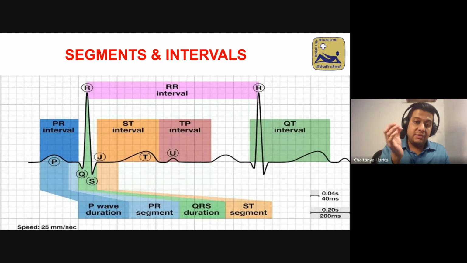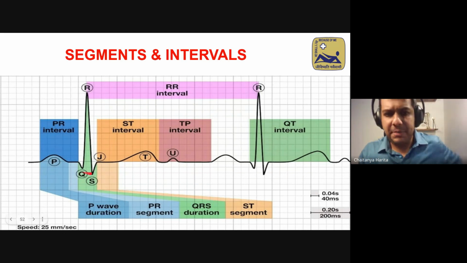ST segments can be indicative of ischemia, not necessarily MI. They can indicate drug toxicity, they can indicate hyperkalemia, they can indicate hypokalemia, they can indicate early repolarization syndrome. There are a lot of things that you can pick up in the ST segment, not necessarily just MI. So let us pay attention. This is a standard ECG, PQRST.